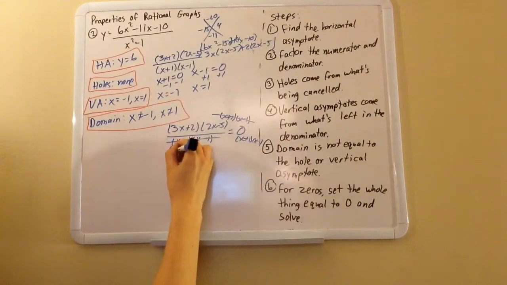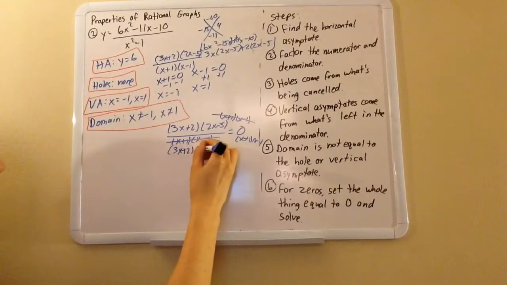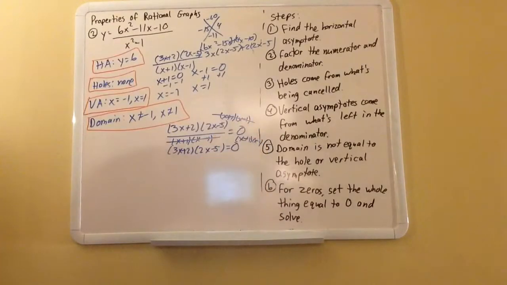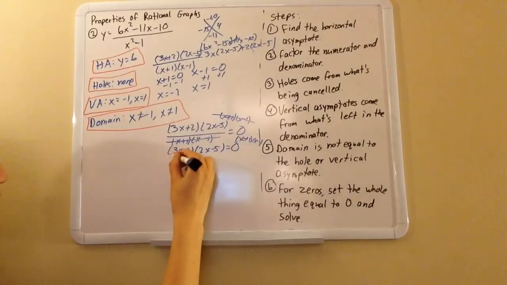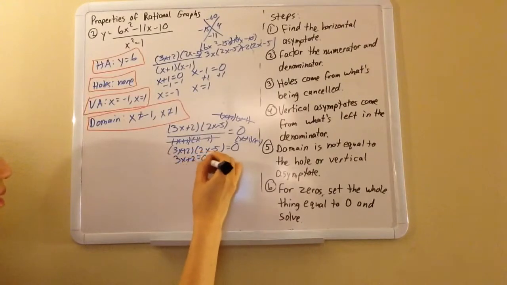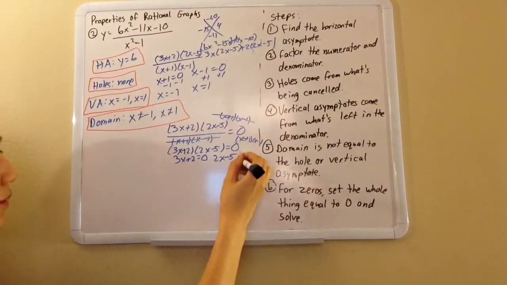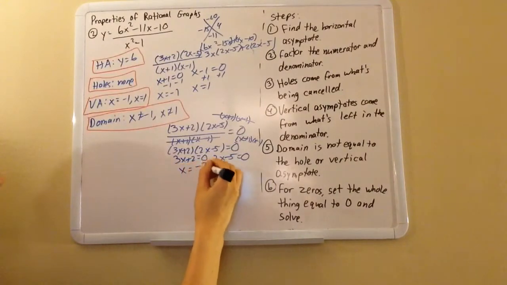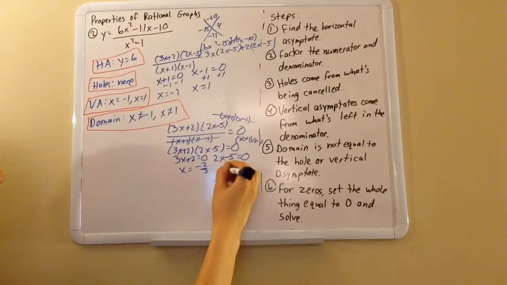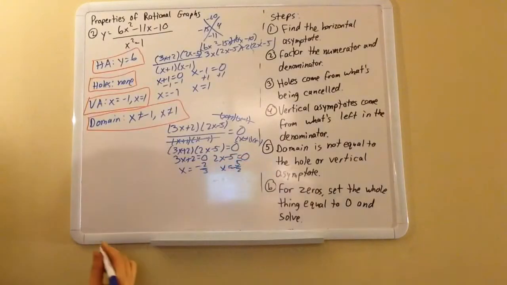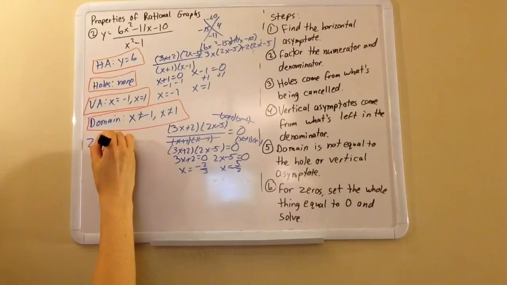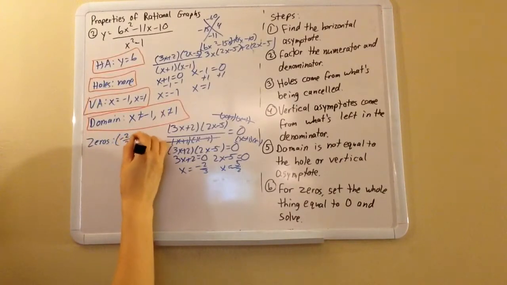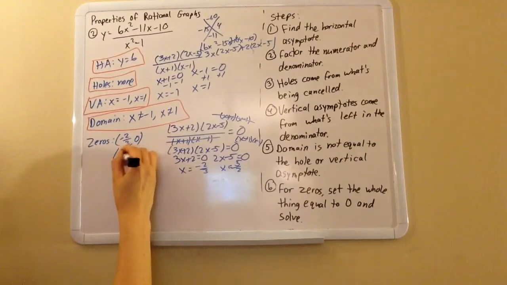In total, we have 3x plus 2 times 2x minus 5 equals 0, because remember, 0 times anything is 0. And I set each part equal to 0, so 3x plus 2 equals 0, and 2x minus 5 equals 0. Now I just solve. I get x equals negative 2/3, and x equals positive 5 over 2. I just write them as points for my zeros. So it's negative 2/3, 0, and 5 over 2, 0.